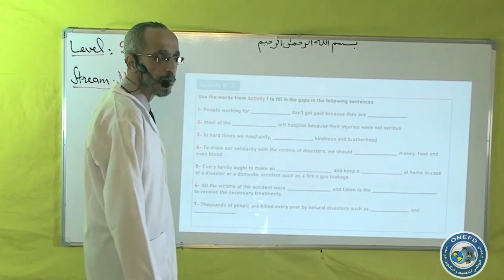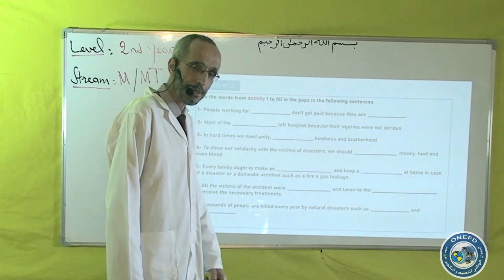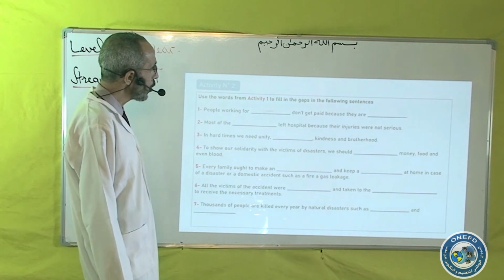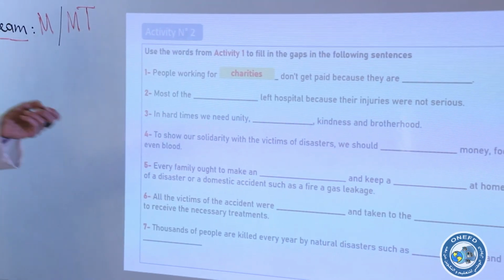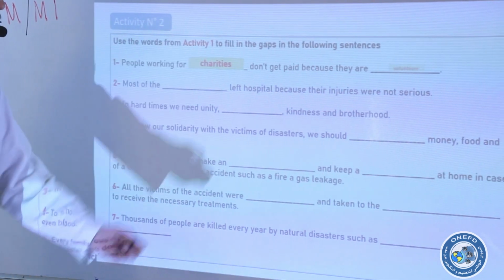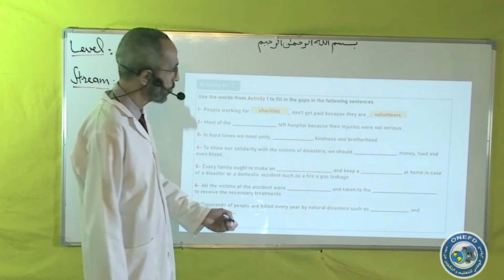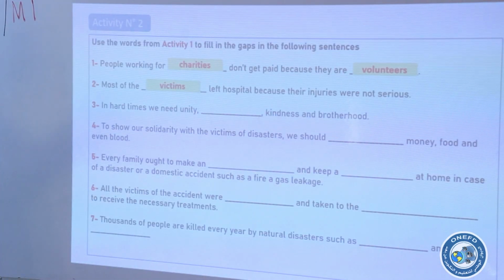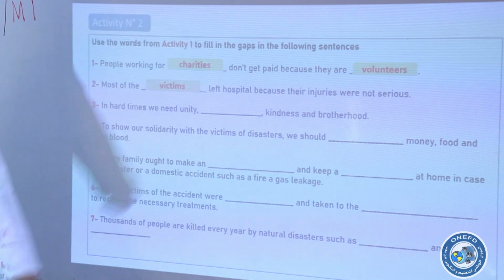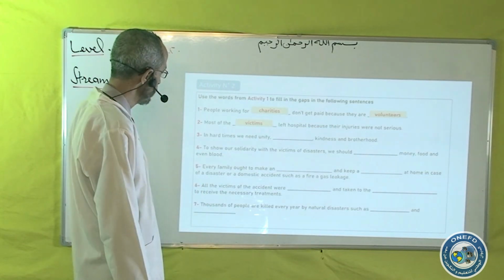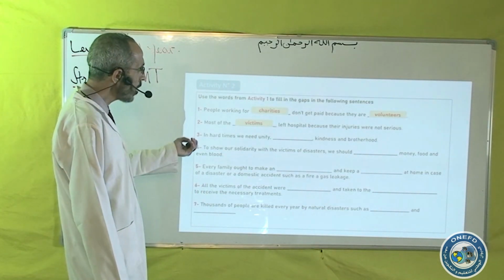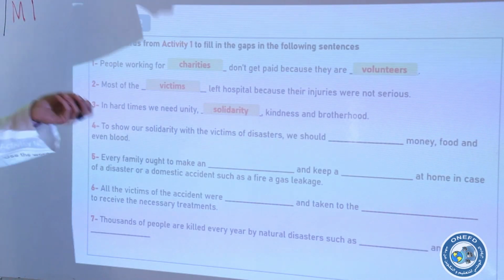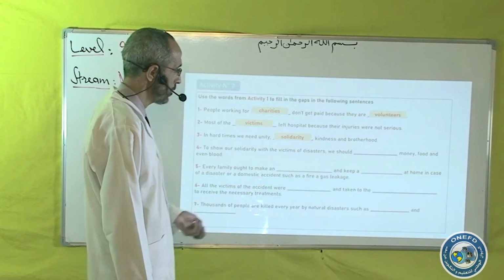Okay, it's time for correction now. Let's correct. Number one, people working for charities don't get paid. Why? Because they are volunteers. 2, most of the victims left hospital because their injuries were not serious. 3, in hard times, we need unity, solidarity, kindness, and brotherhood.